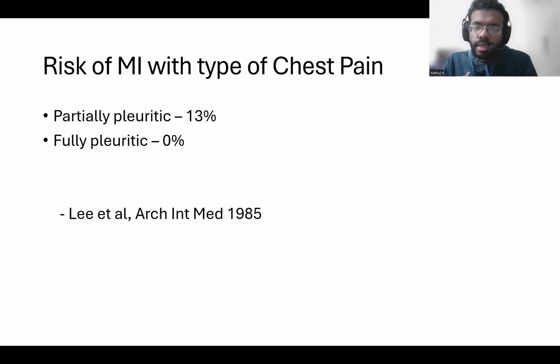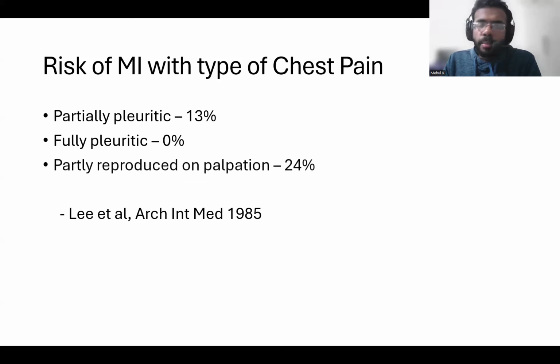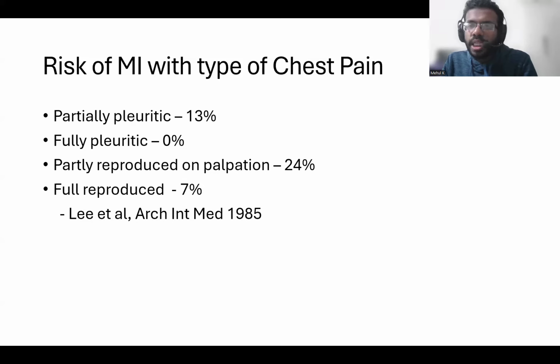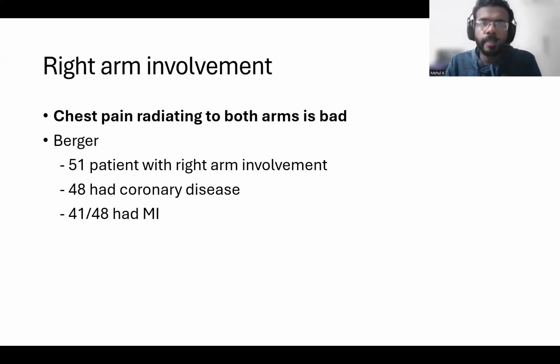So obviously, if the patient is having pain on palpation, that tends to favor a musculoskeletal etiology of pain. But if it only partly reproduces the pain, remember, even in acute MI, if you touch the chest and ask whether it hurts, even a patient with MI will tell you that it hurts. Only if it is completely reproduced does it significantly reduce the risk of MI. But again, it is not 0%. So you can still see cases where patients who had chest wall tenderness had an acute coronary syndrome.